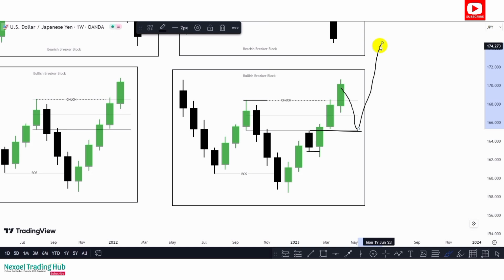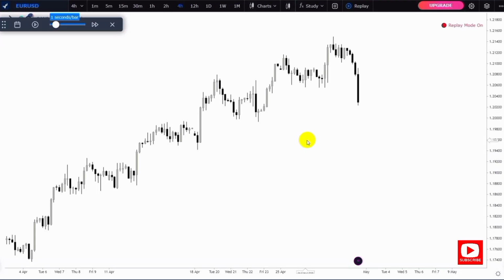So now guys, we're going to go to the chart to look at a practical real-time chart example, so that you can understand how to identify valid breaker blocks and how to utilize the breaker block zones to execute high probability trades. So guys, let's look at the real-time chart example.